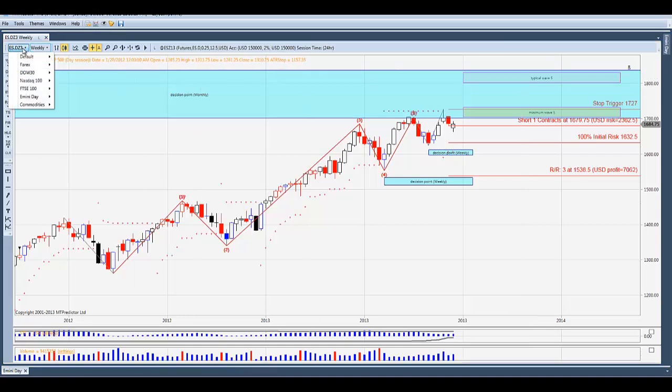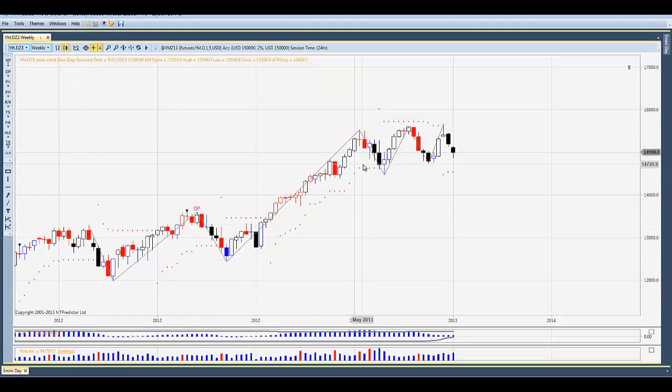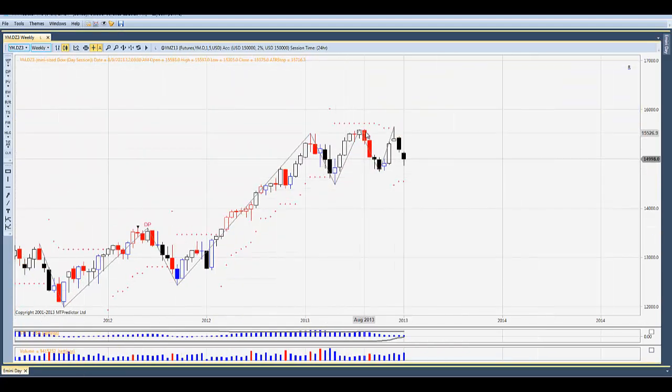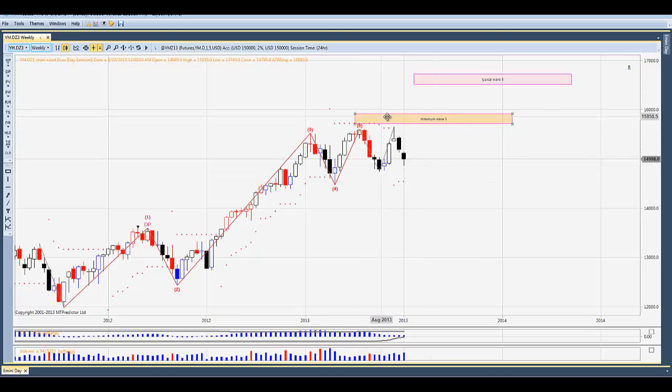Let me just flip this over to the Dow. Again, here's the weekly chart on the Dow. It hasn't quite achieved the minimum wave 5, so the S&P is kind of holding it up from hitting that target, because the S&P hit its targets first, in its resistance levels first.